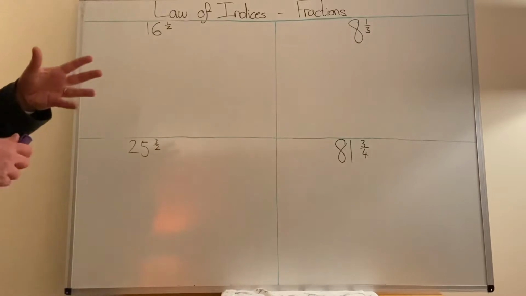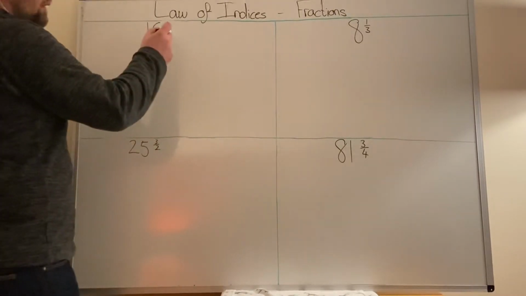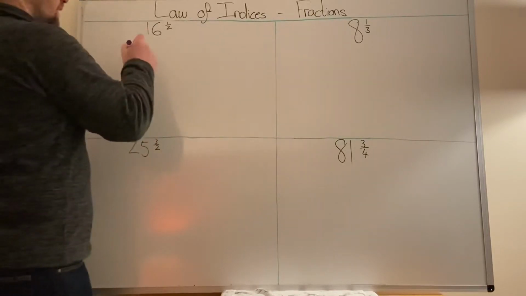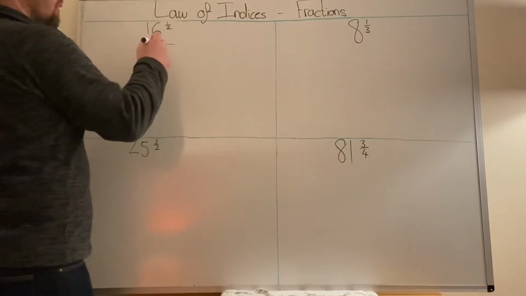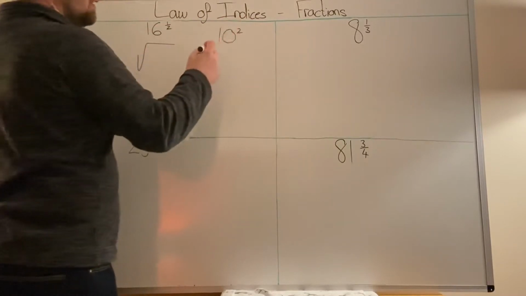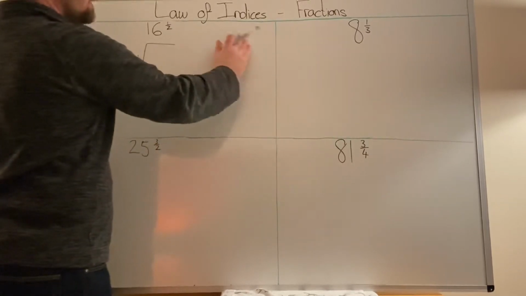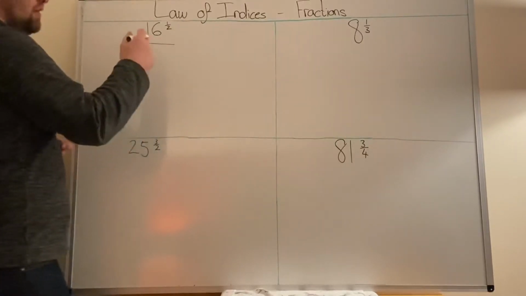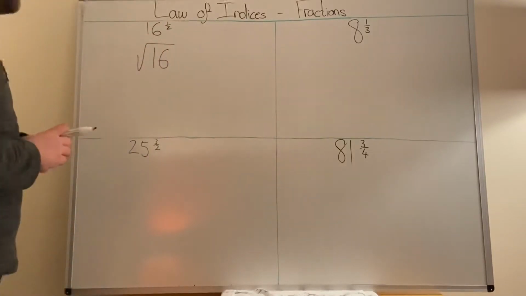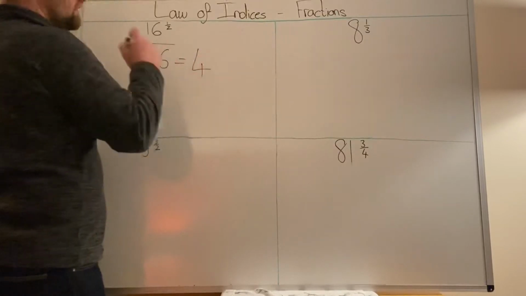A couple of things you need to remember on this, okay? The number on the bottom of the fraction tells you what root you're looking for. So on this one, we're looking for the square root. If I said 10 squared, 10 to the power of 2 is 10 squared. The opposite of squared is the square root. So when you've got something to the power of a half, you're looking for the square root of it. The square root of 16 then is obviously 4.